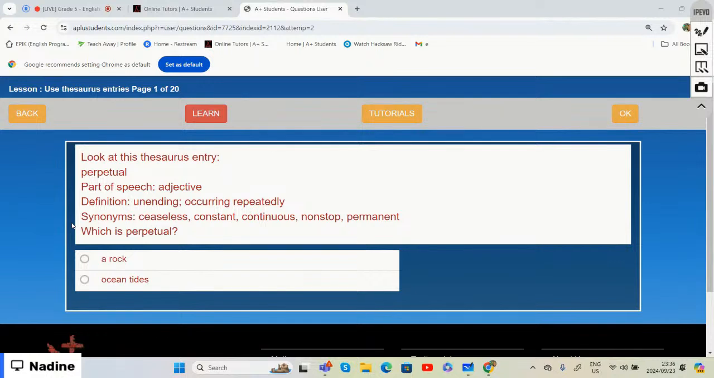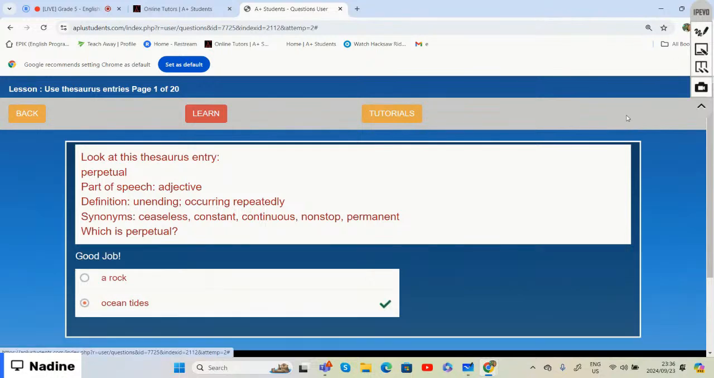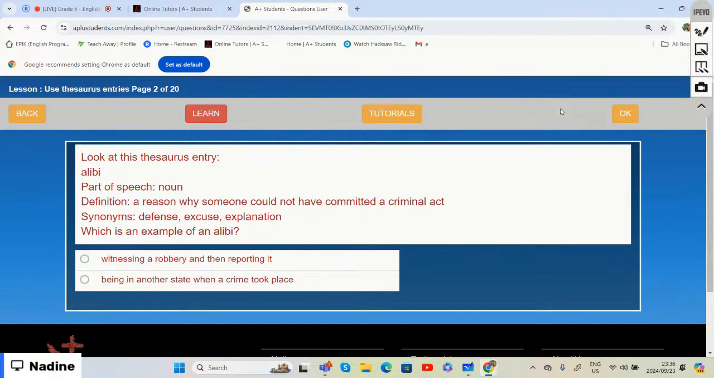All right, and the meaning, which is perpetual, we can say it's option two. Because remember, with ocean tides, it is constant, it is continuous, it is ongoing. It goes on and on and on. The wave comes and the wave goes. So option two is correct.